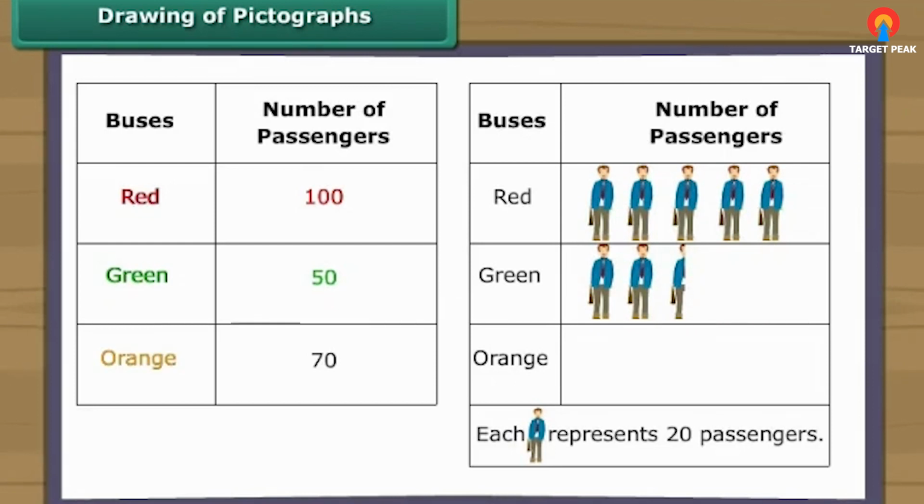The orange bus carried 70 passengers. Represent 60 passengers with 3 pictures. Represent the remaining 10 passengers with half a picture.